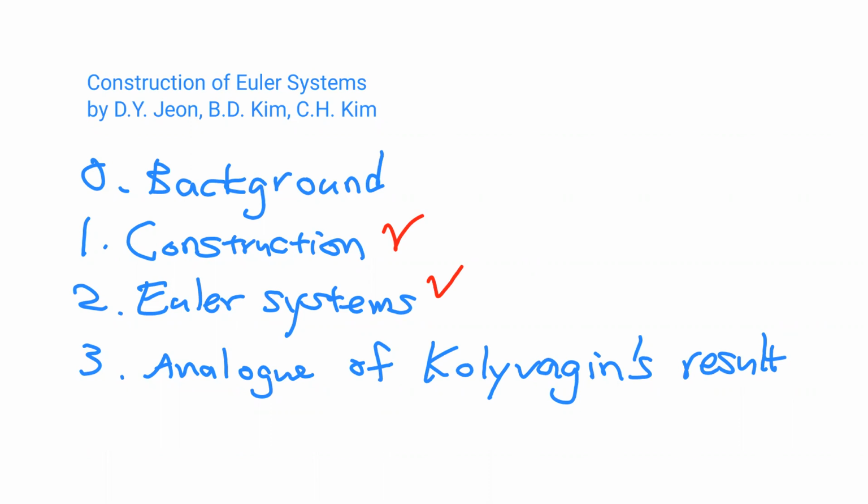All right, so the background first. Our work is really to imitate or generalize Birch's construction of Heegner points to a wider family of modular abelian varieties.